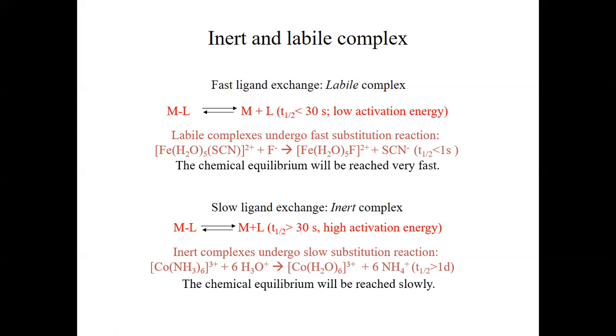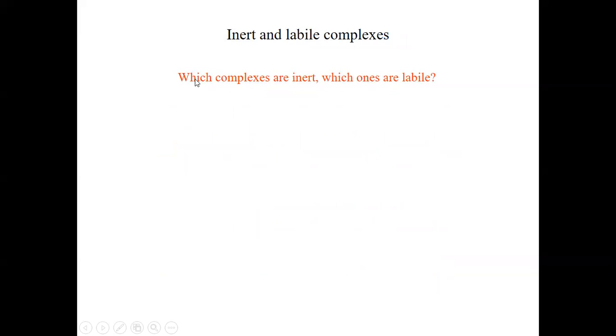Okay, now let's go to the question, which complexes are inert and which ones are labile? What properties do the metals and the ligands need to have to produce an inert and a labile complex, respectively? There are a number of factors to consider. So first, let us look at the d-block metal ions.